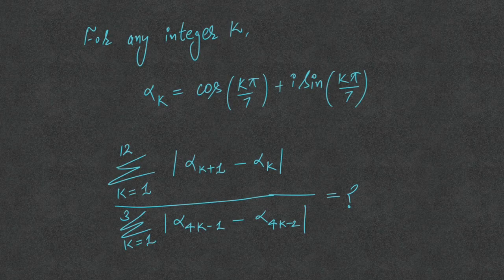For any integer k, alpha k is equal to cos of k pi by 7 plus iota sine of k pi by 7. What is the value of this expression?